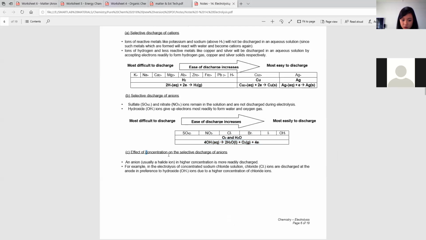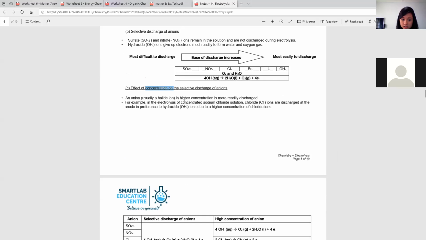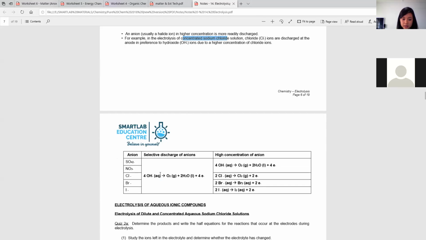But if the concentration is very high, for example, if they say concentrated sodium chloride, then I cannot choose OH minus. If I have Cl minus, Br minus, I minus, I would rather choose the Cl minus, Br minus and I minus to be discharged. But if I still have SO4 2 minus or nitrate, I still choose my OH minus. This one has no change. This rule applies only if they use the word concentrated. So between Cl minus and OH minus, I will choose Cl minus, the group 7 ones. If not, just choose OH minus.